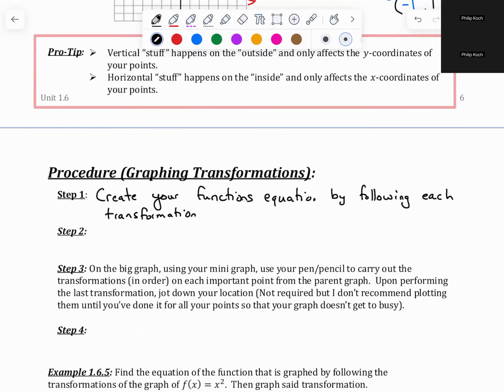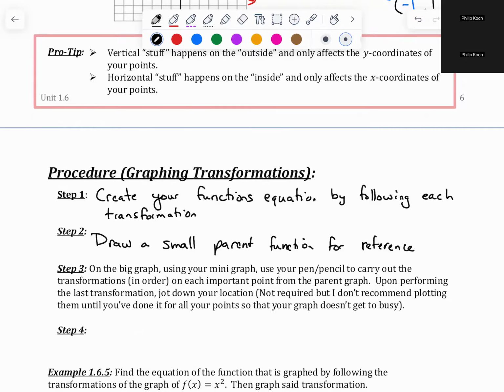Step 2 will be to draw a small parent function for reference. You don't necessarily have to. Step 2 is kind of optional. If you have them memorized in your head, then you're awesome. You get kudos. You get brownie points for having those things memorized. Coolio. But I need to draw them to see them.